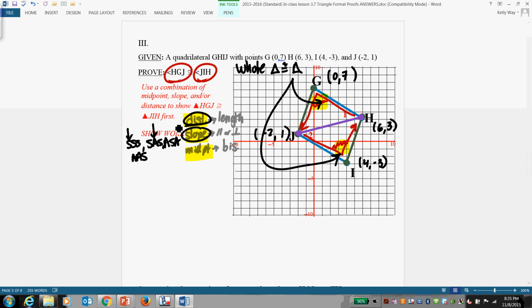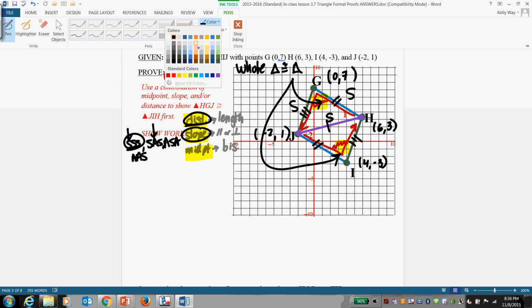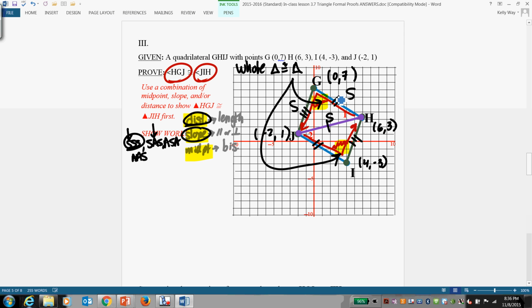Let's look at what we already have. We already have one reflexive side. Now, if we're able to show the other pairs of sides are congruent in length, then we're going to be able to get the triangles congruent by side, side, side. That's what we're going to go for. So first we're going to find GH and JI.